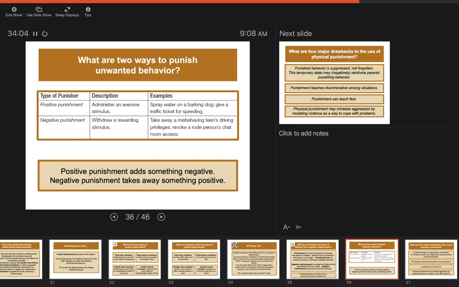Taking away a misbehaving teen's driving privileges or phone. I know that's one that's used often these days. Revoking a rude person's chat room access. Positive punishment adds something negative. Negative punishment takes away something positive.